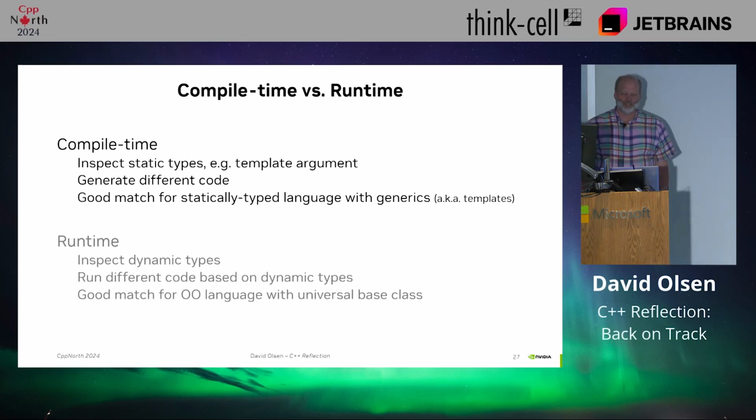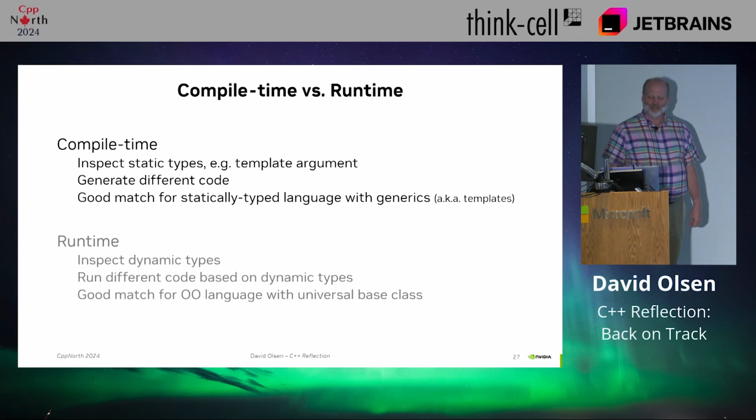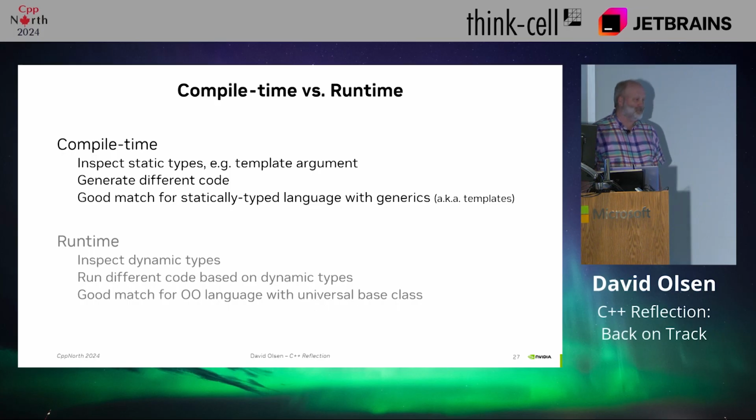Compile time reflection does introspection on static types, and code injection causes different code to be generated by the compiler. It is a good match for statically typed languages with static polymorphism or generics, as it is referred to in most languages.